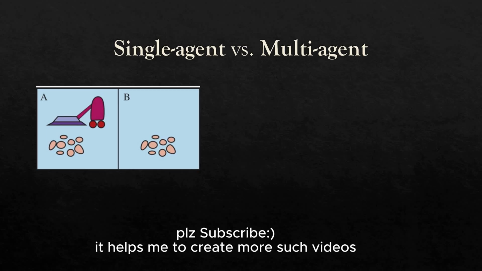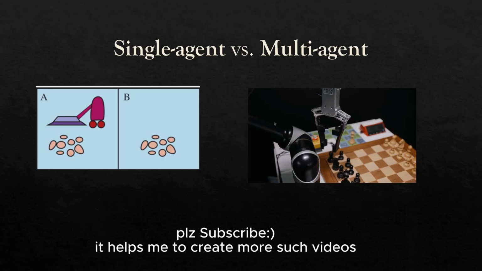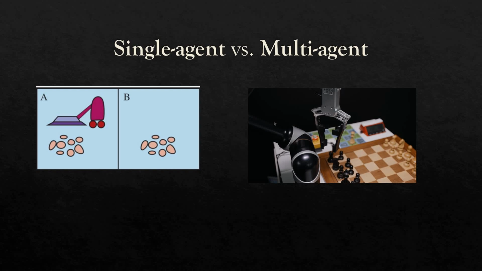And as the name suggests, multi-agent means multiple agents interacting with the environment. Here in the chess game, you have two players, because the machine is not playing by itself, it's playing with an opponent. So every time you have an example of two or multiple players, that's a multi-agent environment.